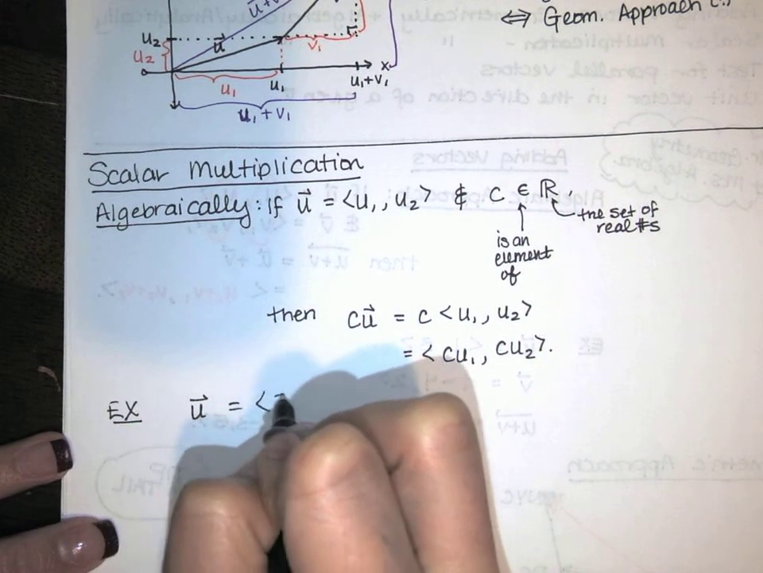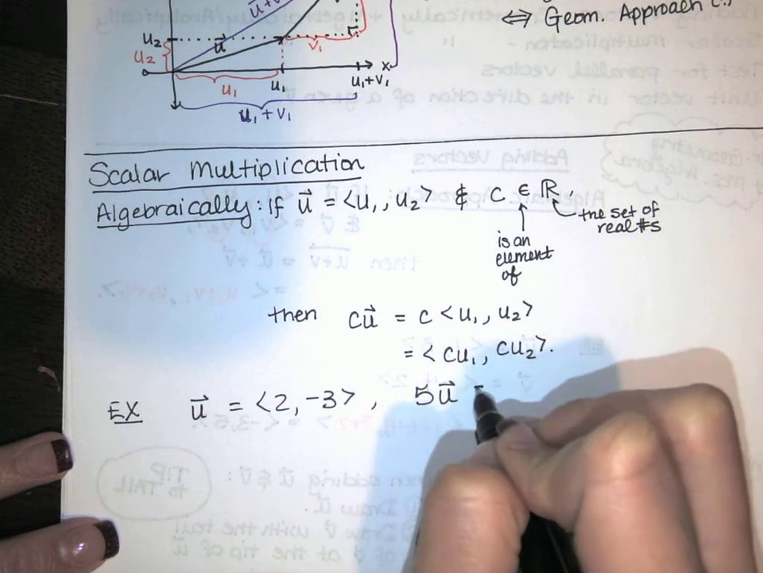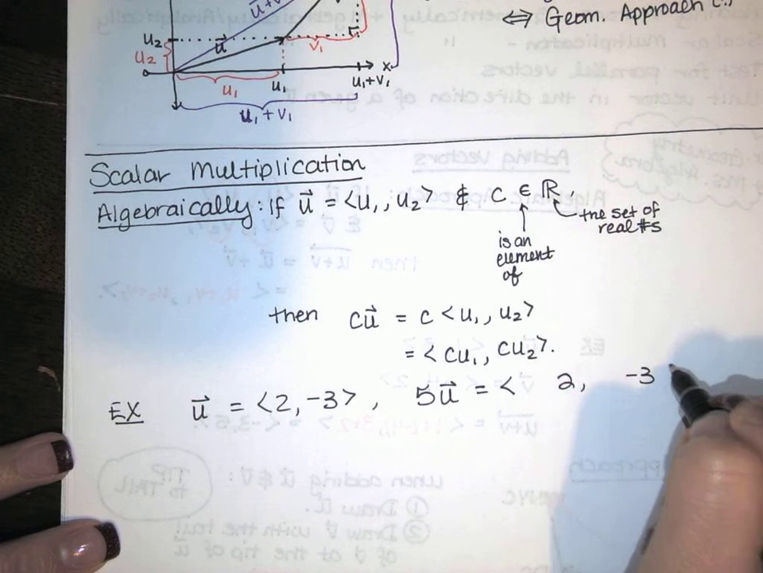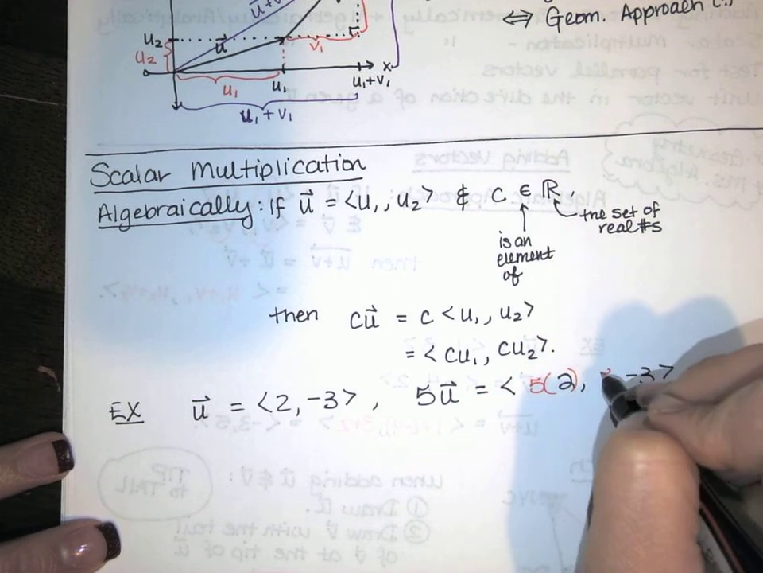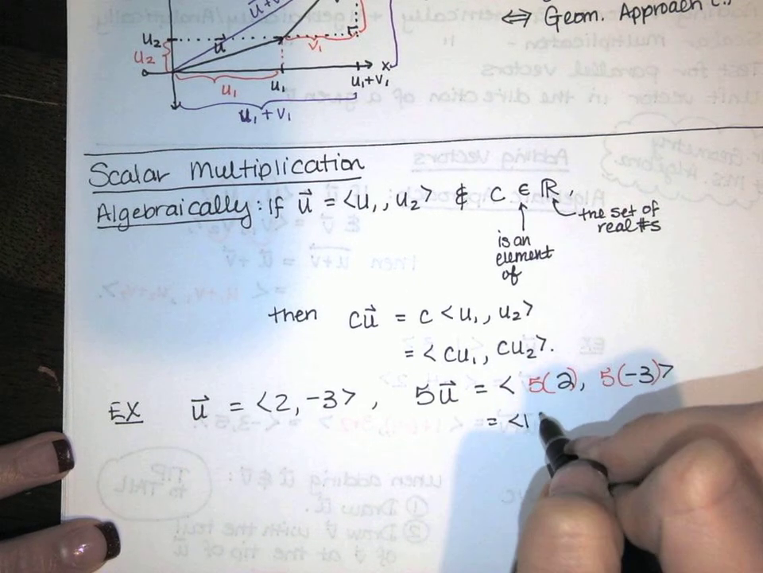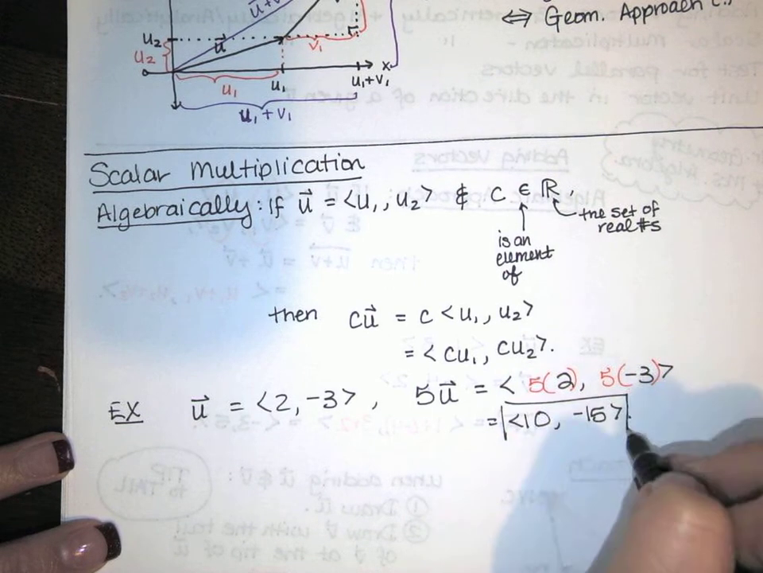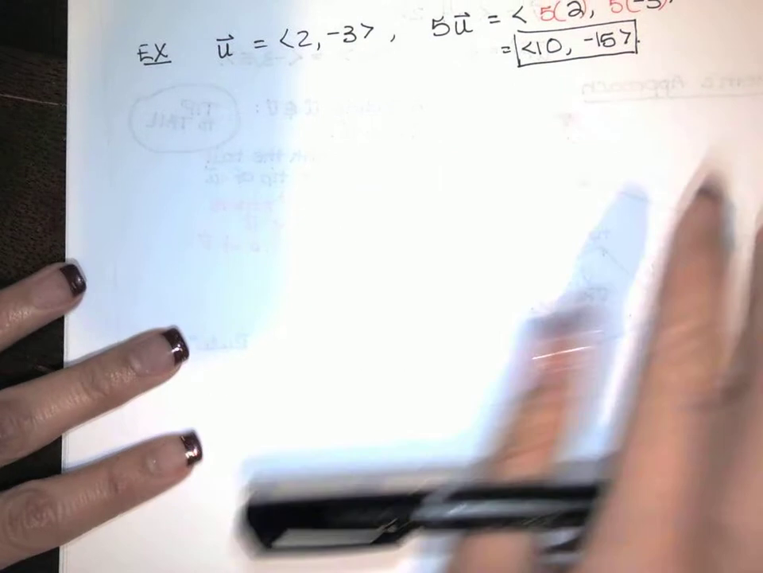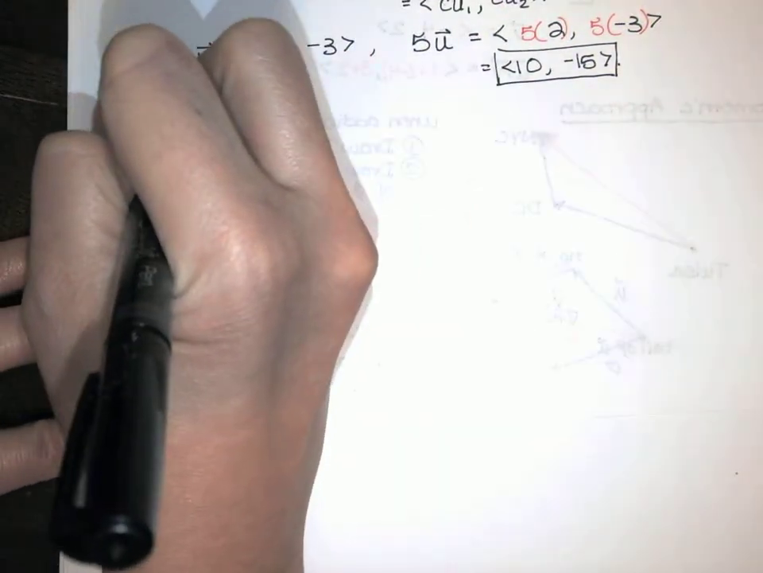If u is the vector 2, -3, 5 times u is, I take the vector 2, -3, and I multiply each component by 5. Multiply the 2 by the 5 and the -3 by the 5. And that's going to give me a 10 and a -15. Super easy. All right. So that's multiplying by a scalar algebraically.